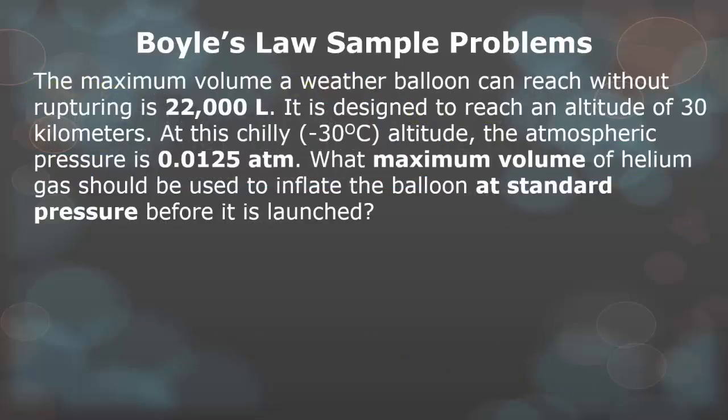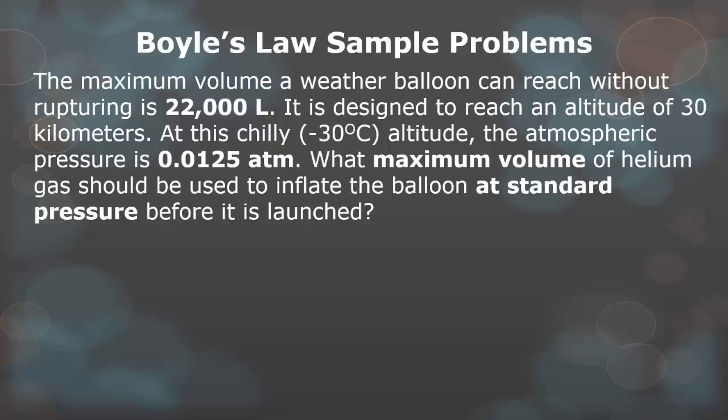So this is the last problem that we're going to do, but we want you guys to do this one on your own. We'll read it off to you, but we are not going to tell you the answer. The maximum volume a weather balloon can reach without rupturing is 22,000 liters. That's massive. It is designed to reach an altitude of 30 kilometers at this chilly negative 30 degrees Celsius.